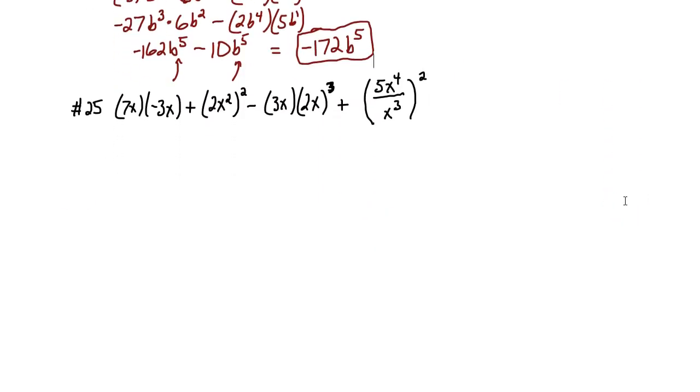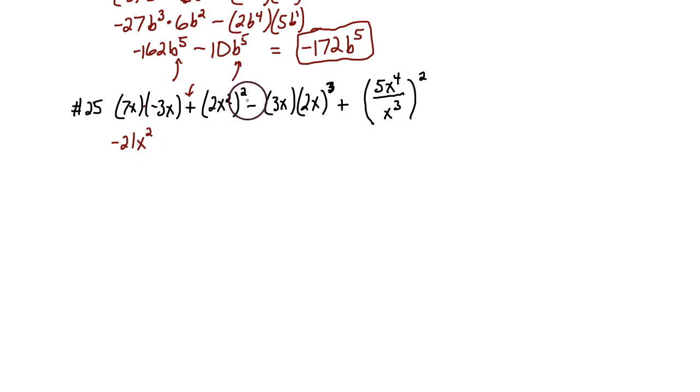Next, number 25. We have a long problem and we want to simplify. Let's follow order of operations. Multiplying happens before the adding, so let's times these together. Negative 21 x to the second power.